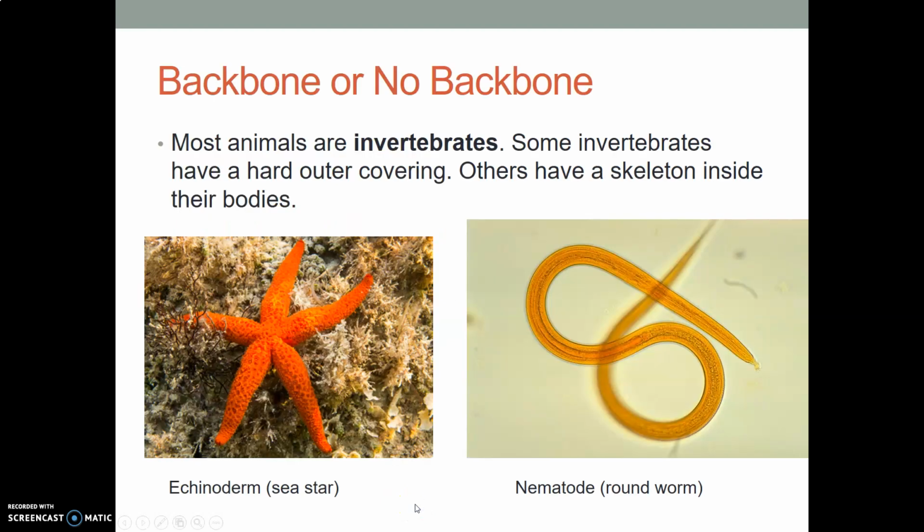So just to review, most animals are invertebrates. Some invertebrates have a hard outer covering. Others have a skeleton on the inside of their bodies. They definitely don't have any backbones. Some examples of invertebrates are your sea stars and your roundworms.